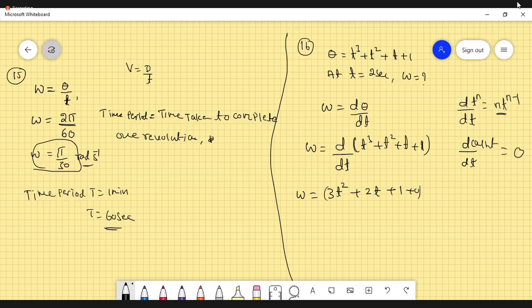They're asking at t equals 2 seconds. So at t equals 2 seconds, substitute the t value there. Omega equals 3 into 2 square, which is 4, plus 2 into 2 plus 1. Omega equals 12 plus 4, 16, 17. What are the units? Radians per second.